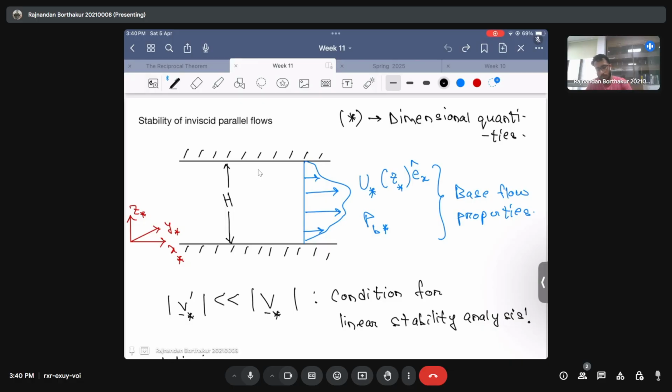All right. So I'll stop here for a couple of minutes, and then we will start off with the stability of inviscid parallel flows. In the meantime, I'll just come in 2 minutes. I'll just fill my mug with some water.